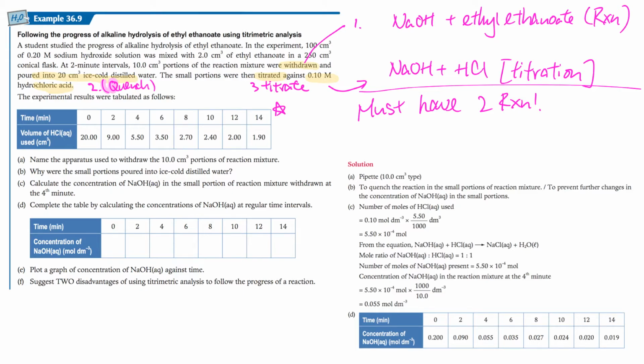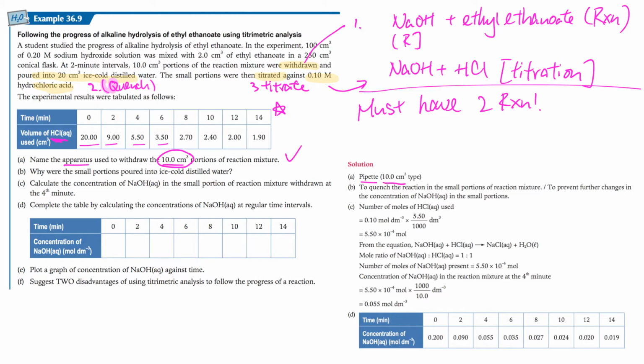We know that the HCl we use to titrate is getting less and less, because the NaOH concentration decreases with time, as NaOH is a reactant. Is that right? So as time goes by, less NaOH is present in the withdrawn solutions. Now name the apparatus to withdraw 10 cm cube. Remember, it is a pipette, but that's not good enough. You have to measure 10 cm cube, so it should be a 10 cm cube pipette.